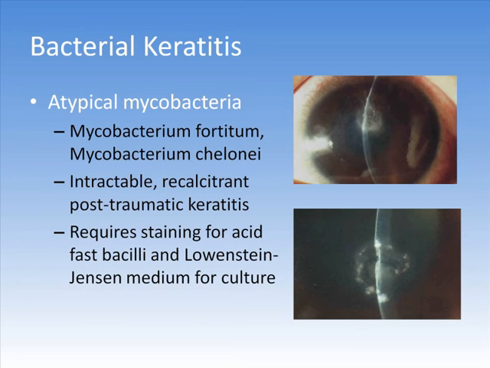Atypical mycobacteria include Mycobacterium fortuitum and Mycobacterium chelonae. They cause an intractable, recalcitrant post-traumatic keratitis and require staining for acid-fast bacilli and Lowenstein-Jensen medium for culture.